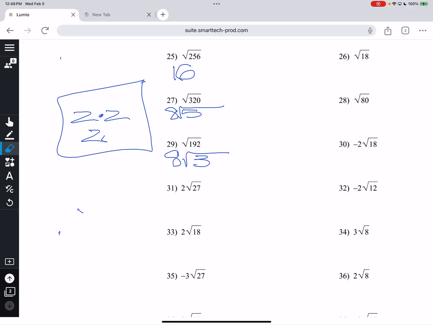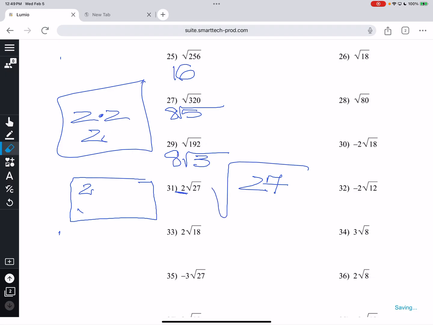31. We have 2 radical 27. So really, technically, if we draw our playpen, we already have a 2 in it, from the outside number. Then we break down radical 27 into 3 and 9. What's perfect? The 9. It comes out as a 3. What's my final answer? 6 radical 3. Excellent.